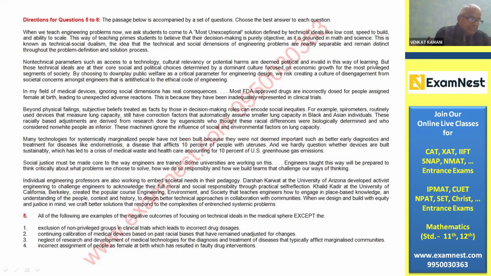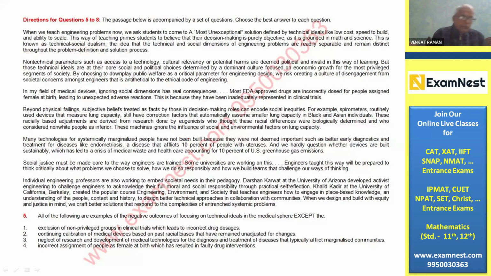And for instance, in the second paragraph, he says non-technical parameters such as access to a technology, cultural relevancy, or potential harms are deemed political and invalid in this way of learning. But those technical ideals are at their core social and political choices determined by a dominant culture focused on economic growth. Look at this sentence. By choosing to downplay public welfare as a critical parameter for engineering design, we risk creating a culture of disengagement from societal concern among it.